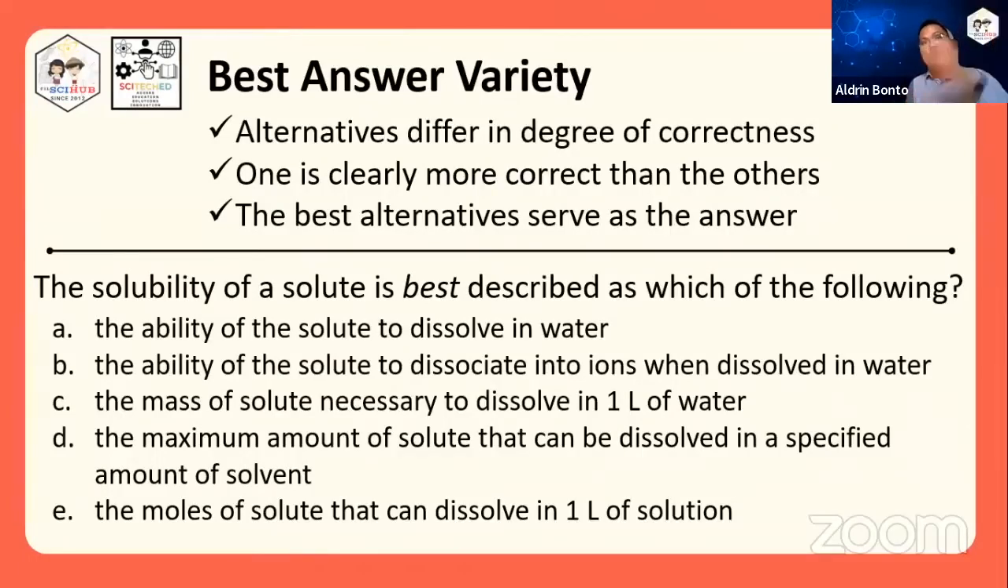So technically, all of these are correct, but there's a degree of correctness. And the most correct answer or the best choice is letter what? Okay, so it's letter D. So this one is an example of a best answer variety.